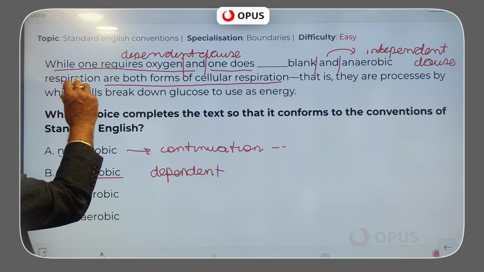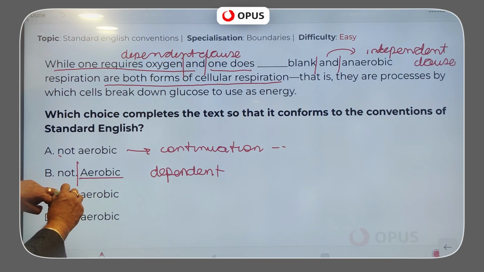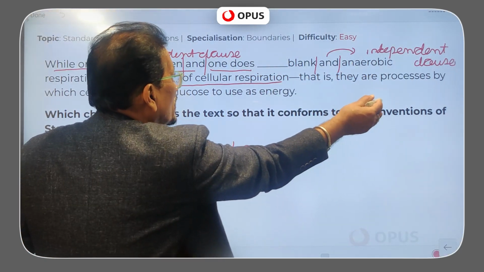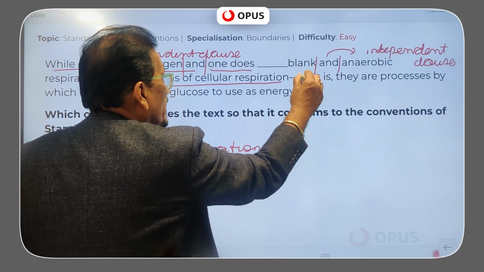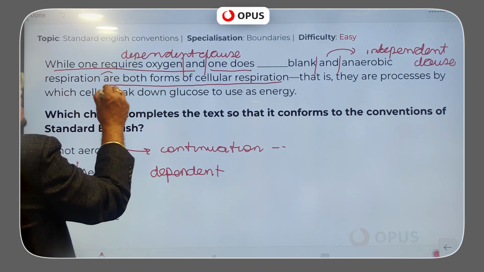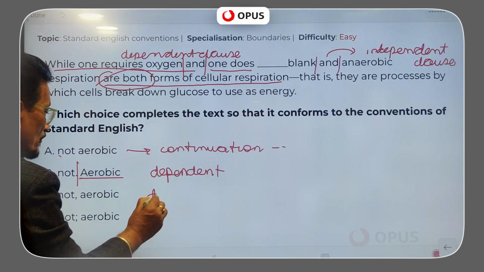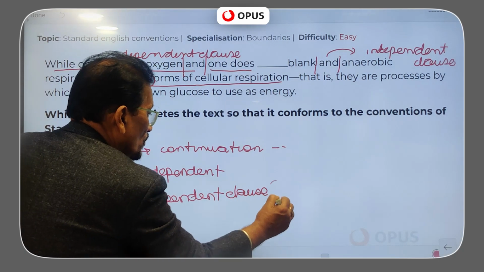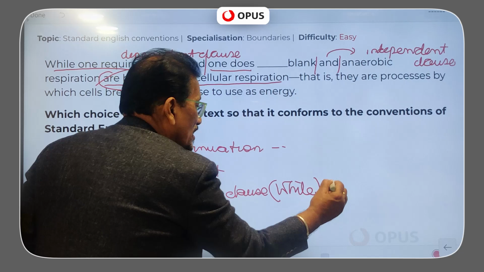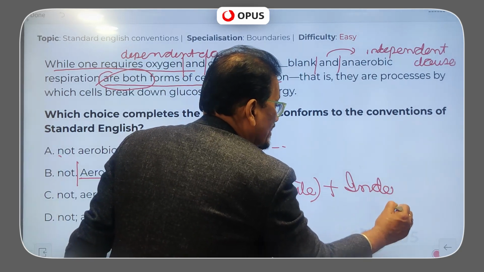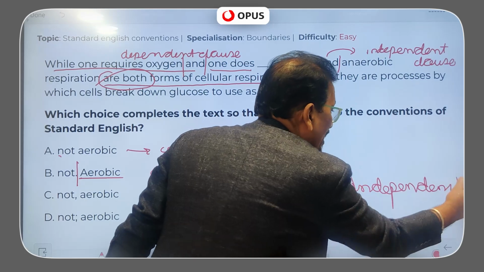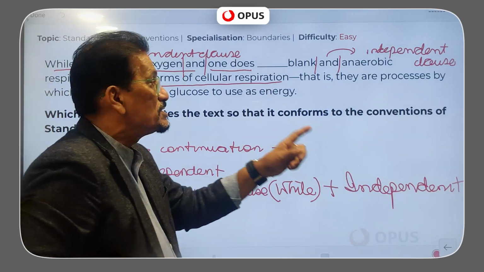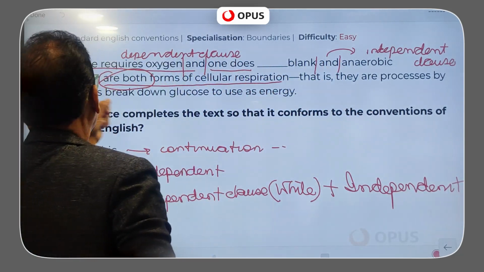This one says, "While one requires oxygen and one does not," there's a comma after that, and then it says "aerobic and anaerobic respiration are both." Now look at this. This is a beautiful example of a dependent clause, which is on my left-hand side, with that "while," plus the independent clause. Pure mathematics. This is the grammatical mathematics that we talk about. The dependent clause with "while" and the independent clause, that is "aerobic and anaerobic respiration are both."